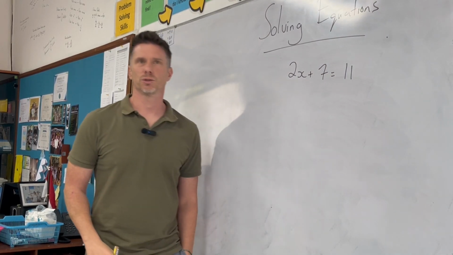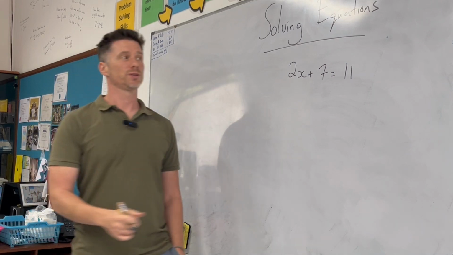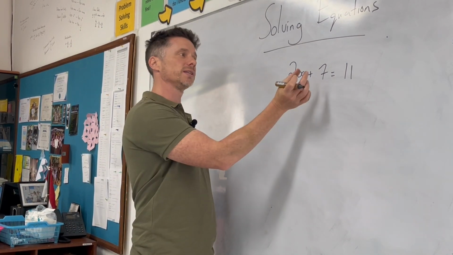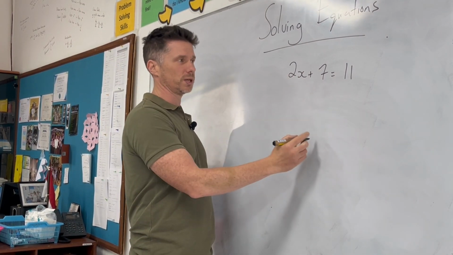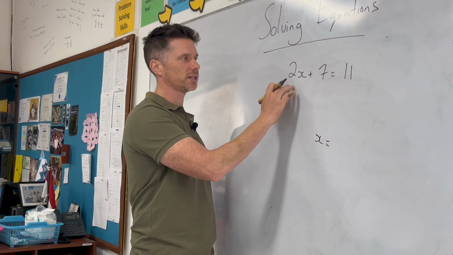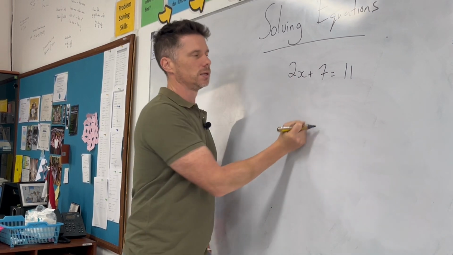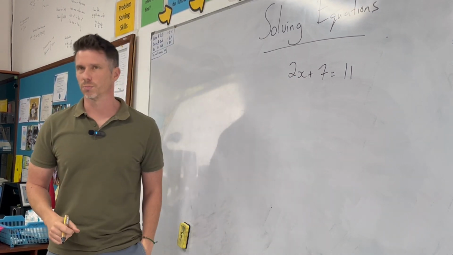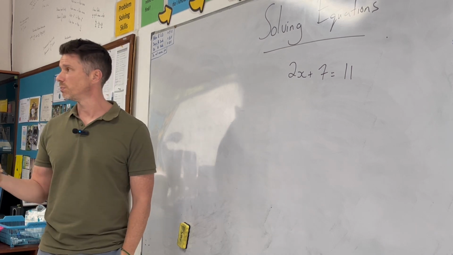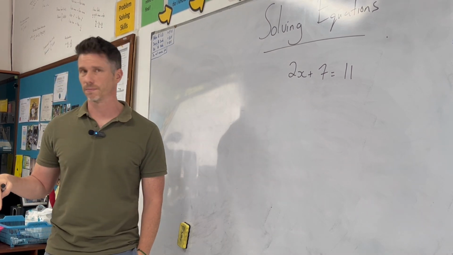Something like this, 2 steps. Because there are 2 numbers that I don't like. I don't like this 7 and I don't like this 2, because I want an x equals. I don't want a 7 and a 2 with it. So how do I get rid of those 2 numbers? I do the same thing I did before, but I just do it twice.